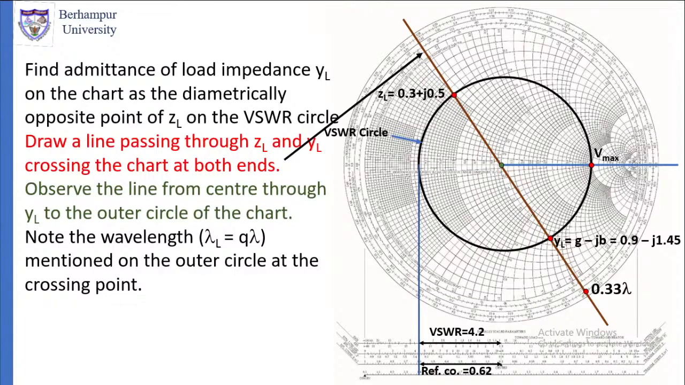So what is that value? That value is 0.33 lambda. So note that value. 0.33 lambda is the value that you can see on this Smith chart. It is 0.33 lambda. Note that value. Then we'll go to the next step.